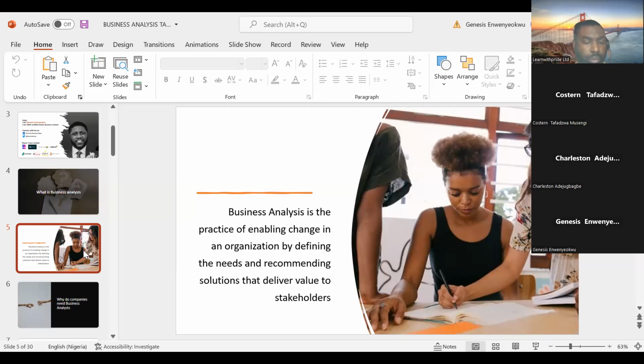If you are able to do this in whatever industry or company or organization you find yourself, you can boldly call yourself a business analyst. And that is what business analysis is all about. That's what we do for companies. That's what we've been doing for businesses over the years, since business analysis became a career field on its own: being able to pinpoint what they need, recommend a solution, and ensure that value is delivered by that solution.